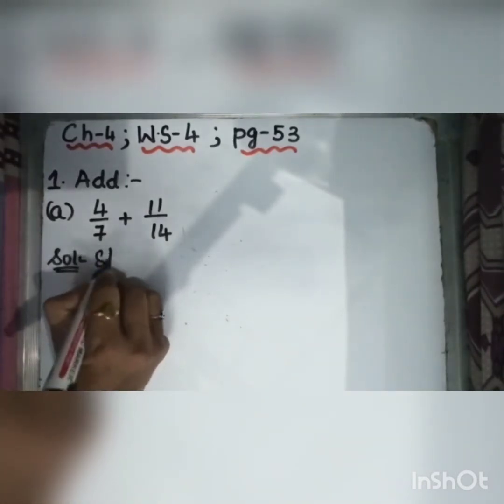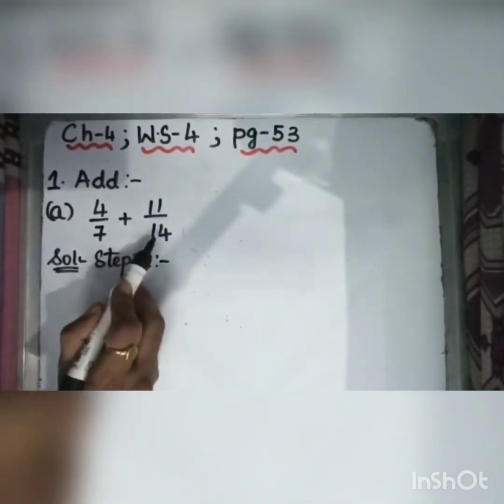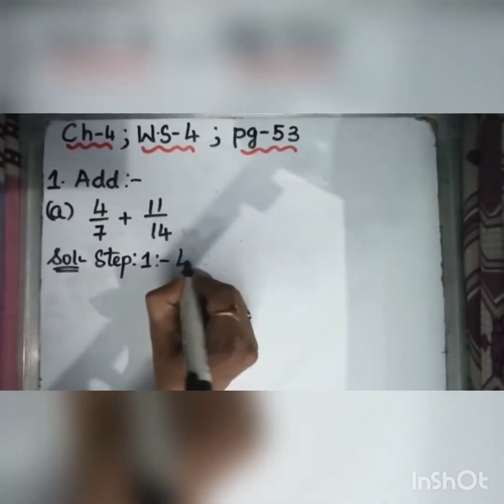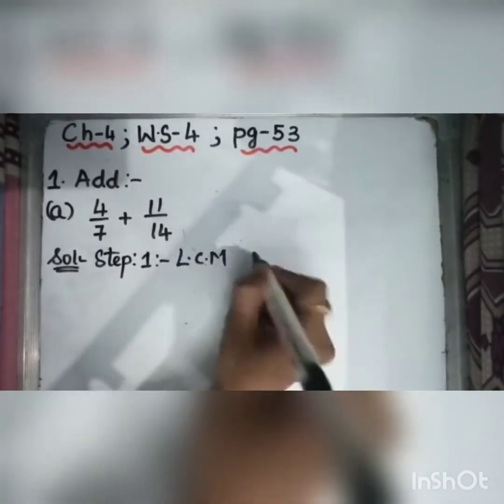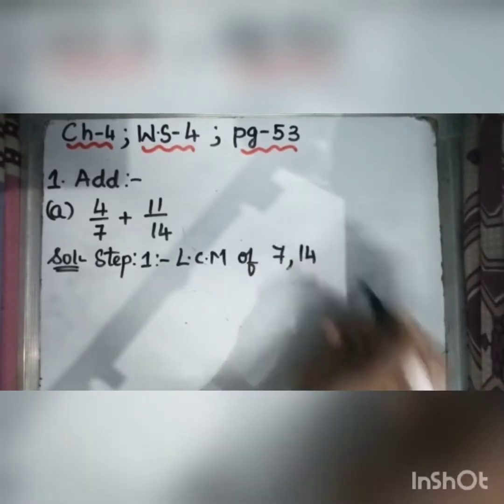7 and 14 are not the same. When the denominators are not the same, they are called unlike fractions. If you want to add or subtract them, you have to convert them into like fractions. To make the denominator same, the first step is to take the LCM of the denominators. So the LCM of 7 and 14.